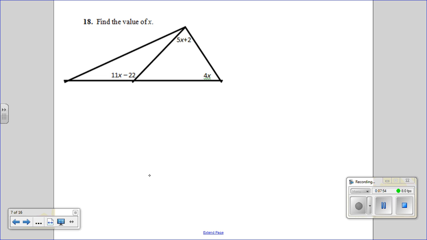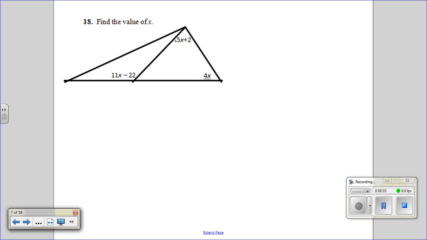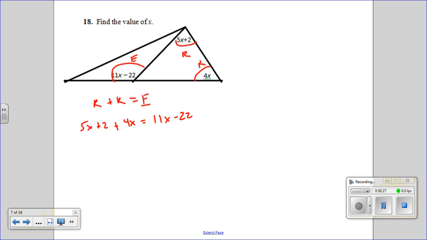Number 18, again, wants us to find the value of x. This looks a lot like an exterior angles setup because you have your remote interior and your remote interior, and you have your exterior. So R plus R equals E. So that means 5x plus 2 plus 4x equals 11x minus 22.